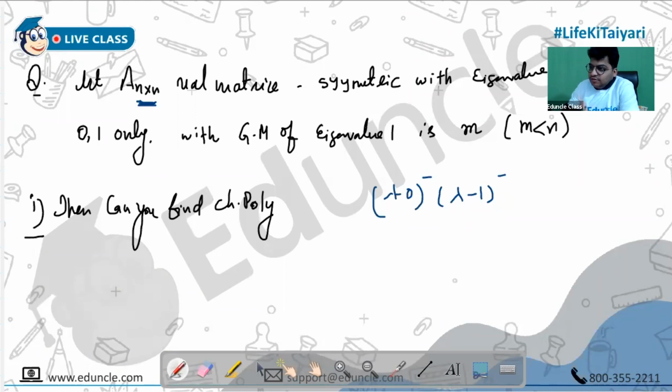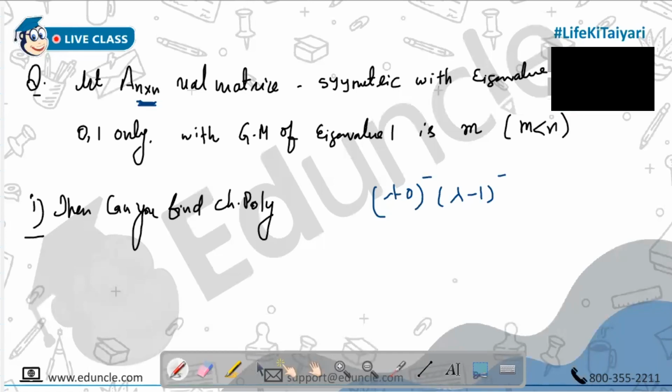No, I am not asking 2 cross 2. I am asking the n cross n generalized case. Just take 2 minutes. This is a question from IIT JAM 2022. Just think and tell me what the answer is.